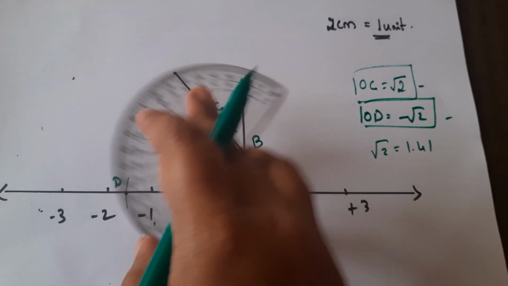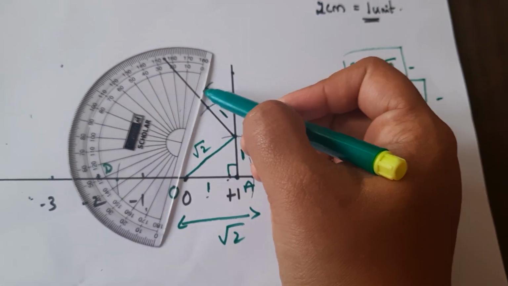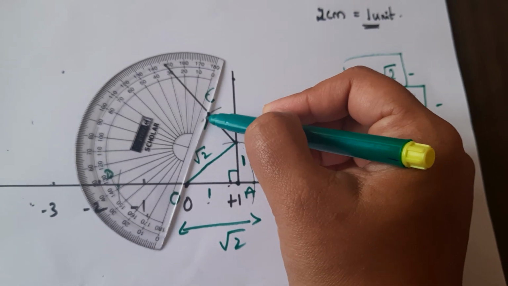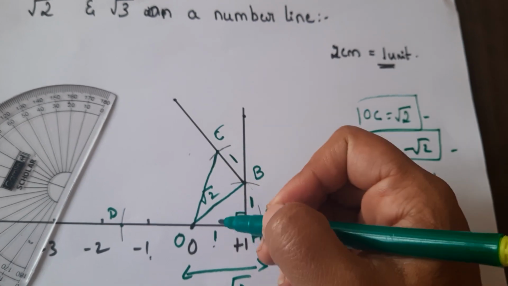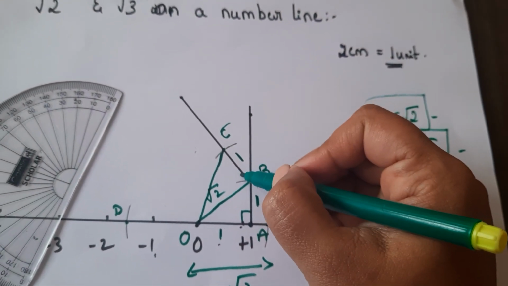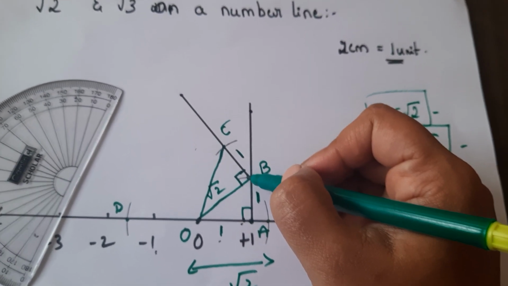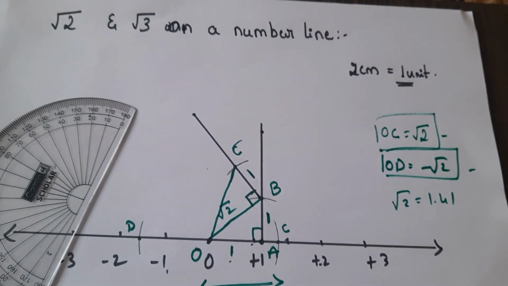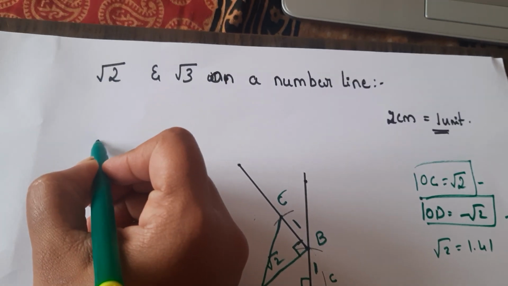Now next step is, as I said you, join OC. I joined OC now. So OB is the base of the right angle triangle. Here angle B is 90-degree. So the hypotenuse should be the side opposite to 90-degree, means OC is the hypotenuse. So let us go back to the calculation now. That is, apply Pythagoras theorem.